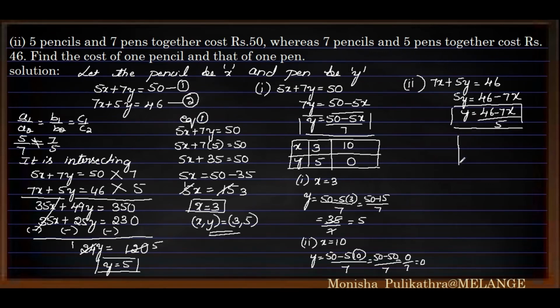So next we need to find out the points for that. So first I will be taking this intersecting point itself. So first one is x is equal to 3. So when I substitute x is equal to 3, 46 minus 7 into 3 divided by 5. So 46 minus 7 3s are 21 divided by 5. So 46 minus 21 is 25 divided by 5. So 5 5s are 25. So when x is 3, y is 5.